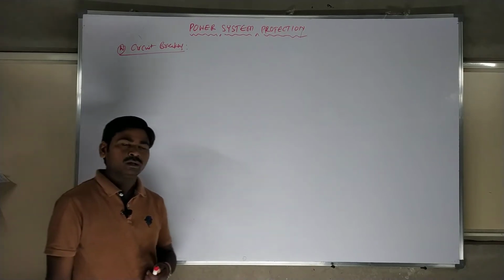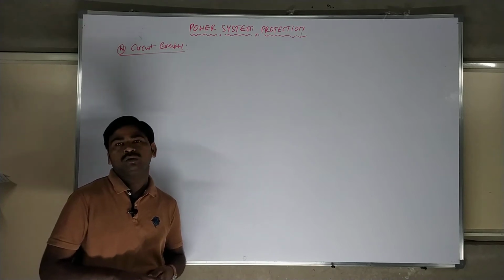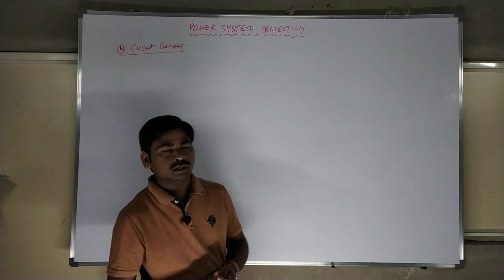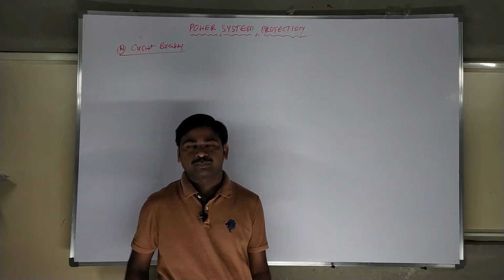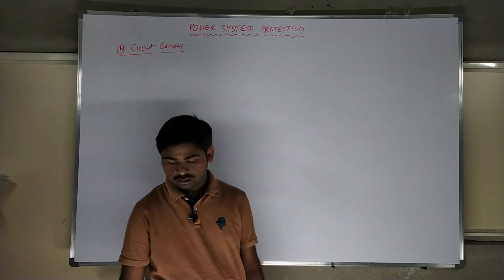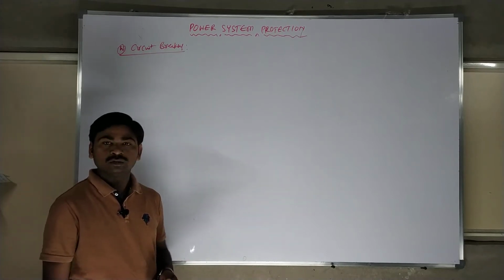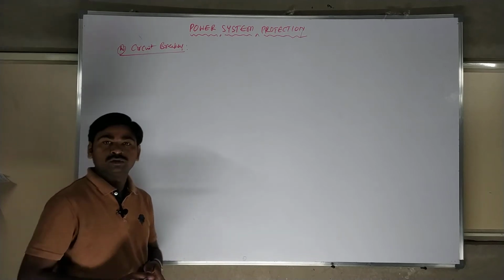A circuit breaker is a device which can break the circuit and which can make the circuit. Once again, a circuit breaker is a device which can make the circuit and which can break the circuit under abnormal condition or full load condition. In such a way, it can protect the circuit by making the current equal to 0. So let us look at the circuit breaker.